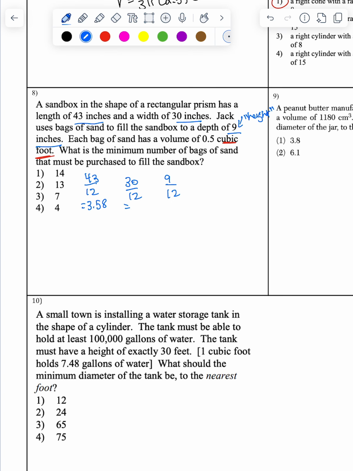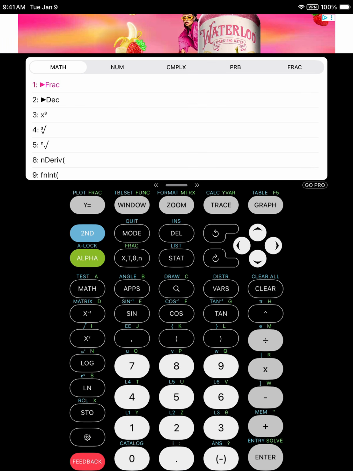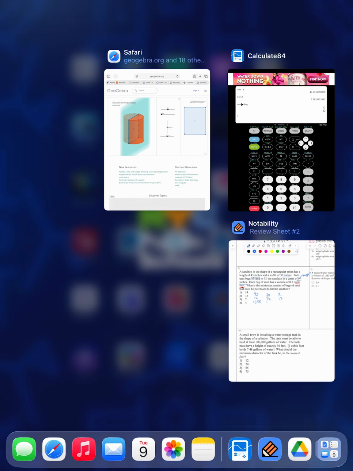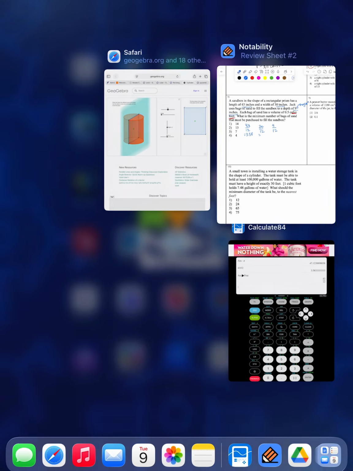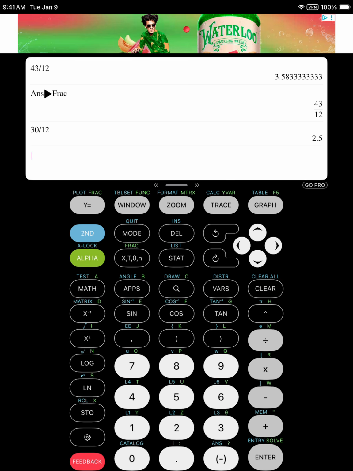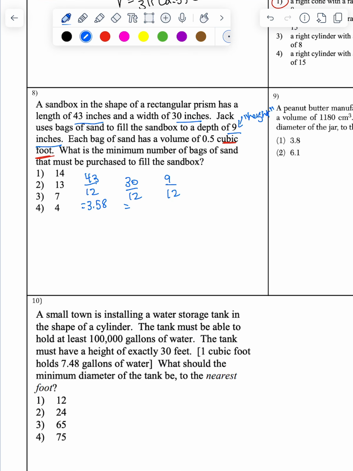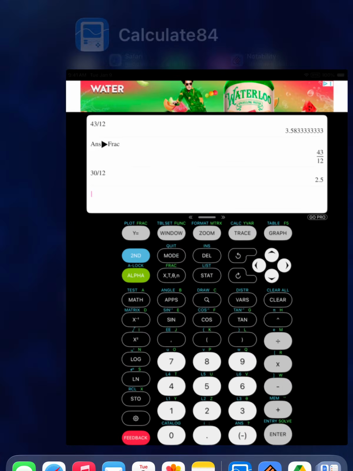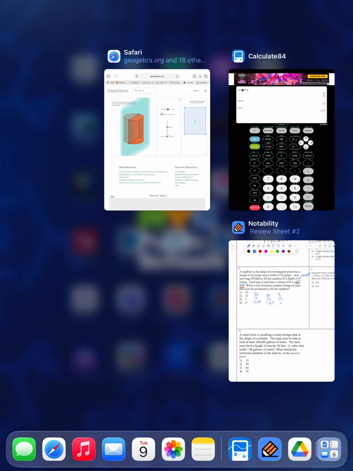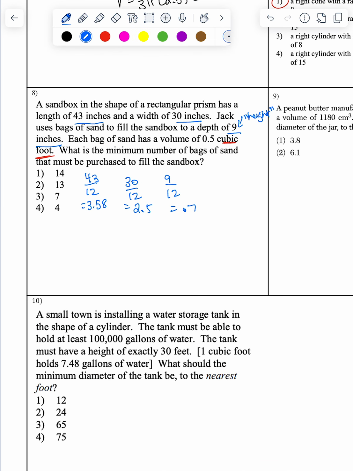Okay, 30 divided by 12. And actually, I should have just left that as a fraction. No, that's the lowest terms. I could have just left it as a fraction, though. 30 over 12, 2.5. That one works out nicely. And then 9 over 12. I believe that one works out nicely, too. And that's 0.75.